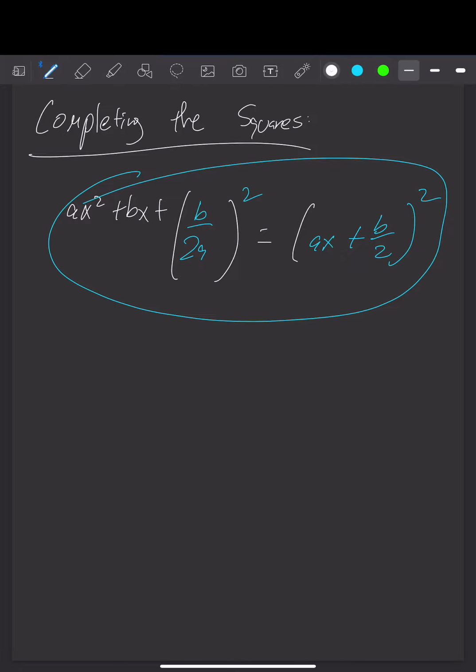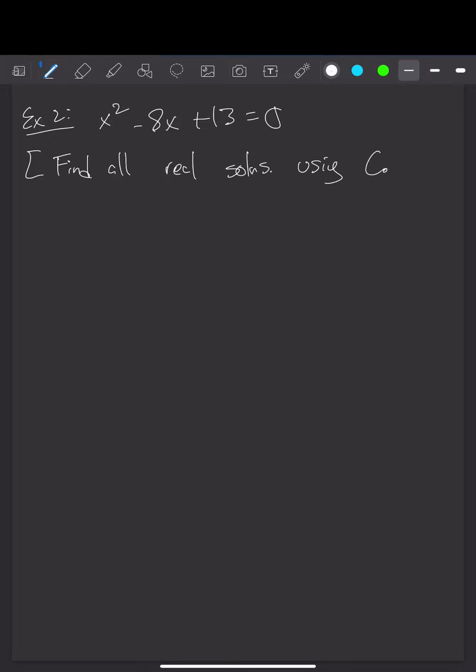So let's say example 2. Let's say you have x squared minus 8x plus 13 equals 0, and they want you to find all real solutions using completing the square. I'm going to abbreviate it so I don't have to write the whole thing. First off, just rewrite the whole thing: x squared minus 8x plus 13 equals 0. For this method, you're going to have to bring your c to the right-hand side, no matter what.